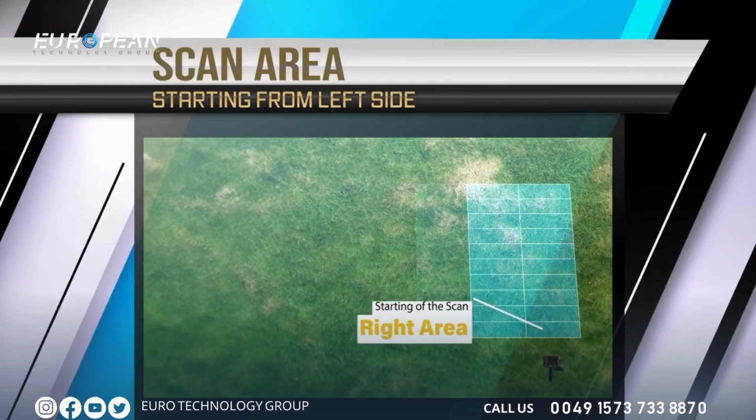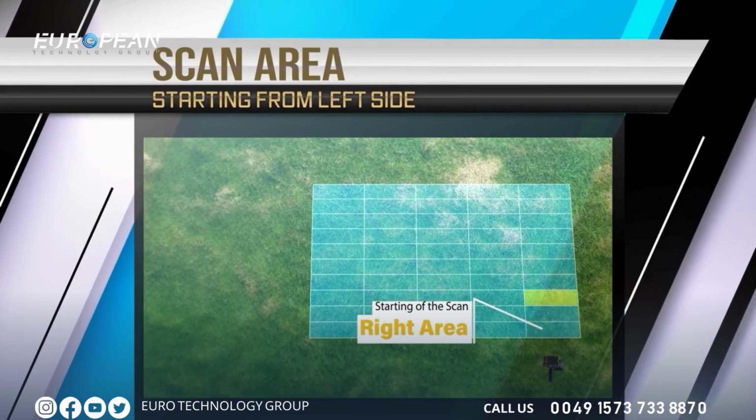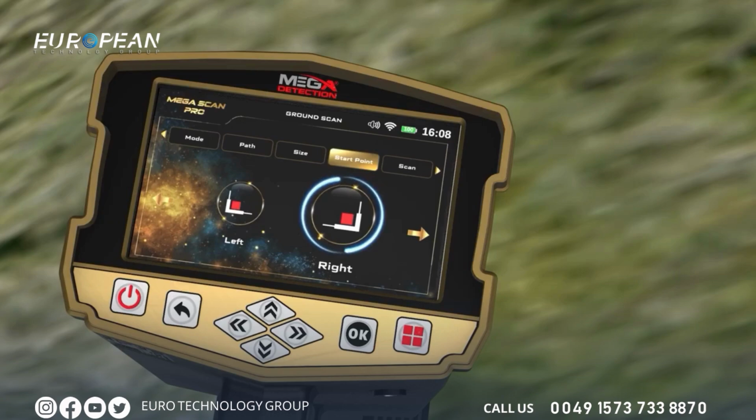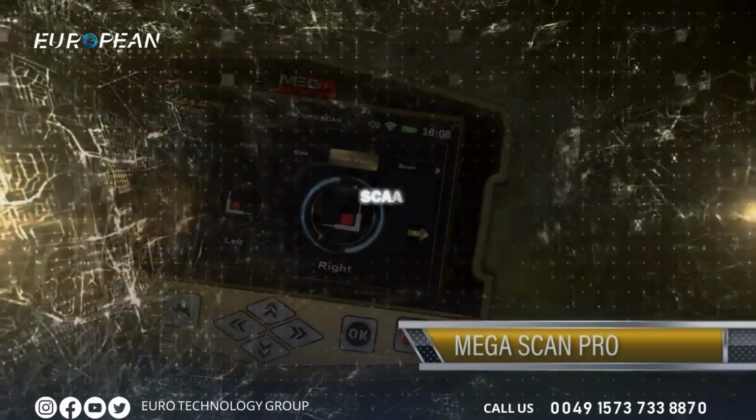The start of the scan process is from the lower right corner of the scanning area. The location of the starting point can be selected using the left-right arrow buttons, then pressing the OK button. Scan.